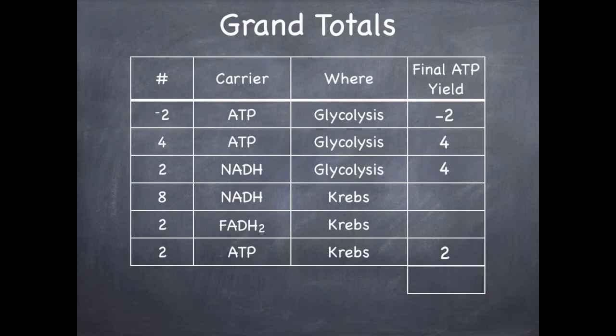With glycolysis and the Krebs cycle combined, 38 ATPs are produced, but only 36 are gained.